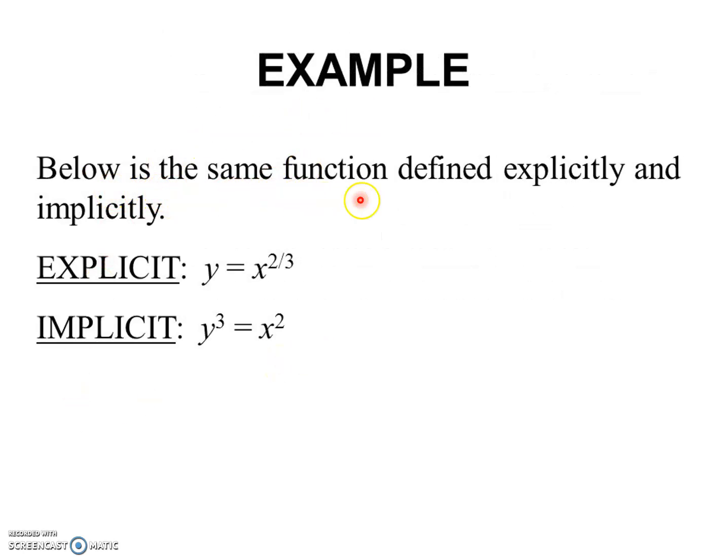Example, below is the same function defined explicitly and implicitly. Explicitly y is equal to x to the power 2 upon 3, but implicitly y cube is equal to x square. Both sides we have to get both the variables. Here the left hand side is always y and on the right hand side we have to get the function in terms of the x variable.